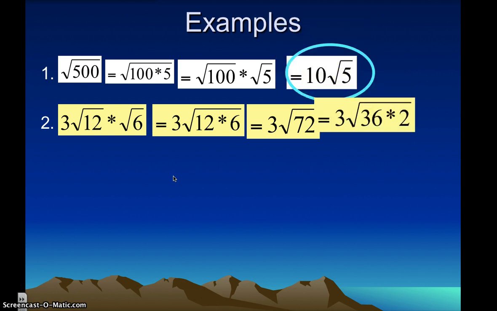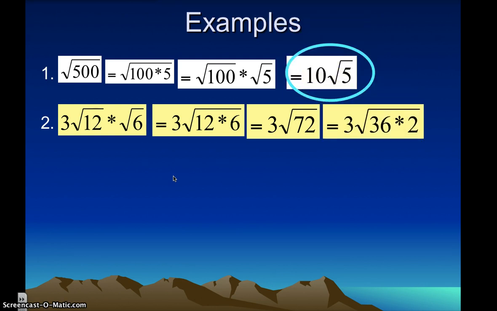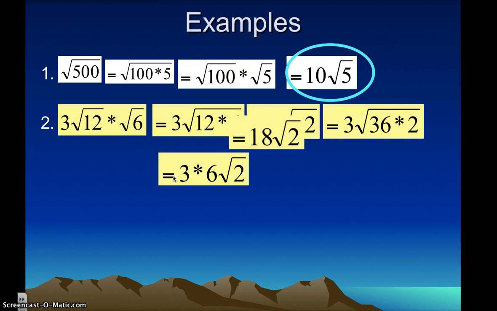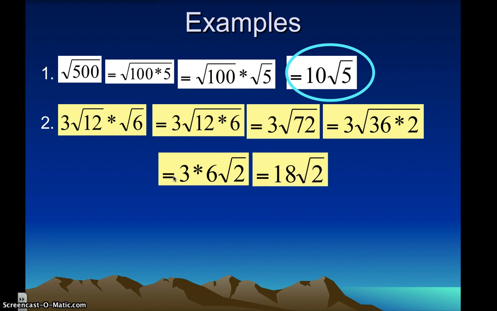For this one, the highest perfect square is 36, and if you don't know that, you might have to do a little bit of work on your piece of paper. Remember, don't use your calculator for this. When we reduce this, we get 3 times 6 times the square root of 2, and 3 times 6 gets us 18. So all of this reduced is 18 times the square root of 2. If you're going through these, hopefully it's ringing a bell with those perfect squares. That's really going to help make sure you're getting everything taken care of.